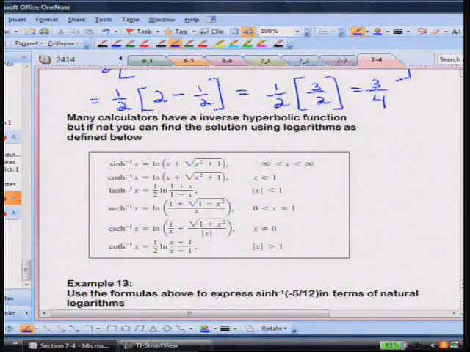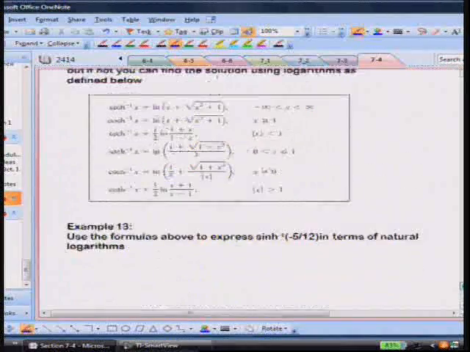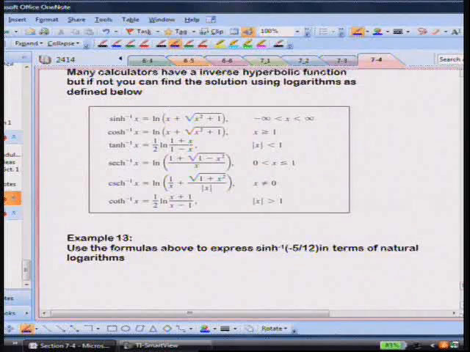Now it turns out if they don't have inverse hyperbolic functions, then you can use the logarithm ways as described below. On these next couple examples, at least on number 13, I want you to use the formula above to express the inverse hyperbolic sine of negative 5/12 in terms of the natural logarithm. Well, that should be pretty straightforward.